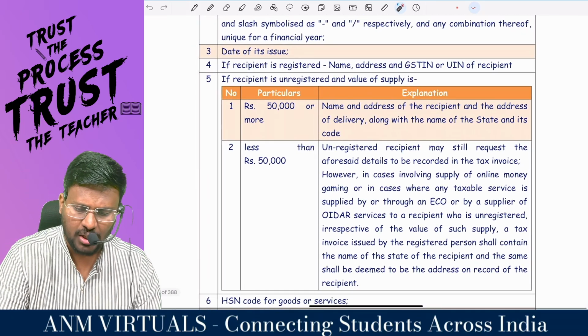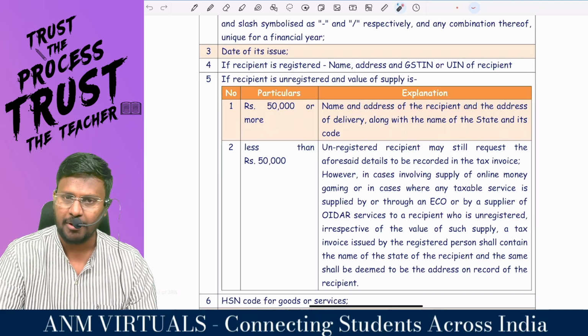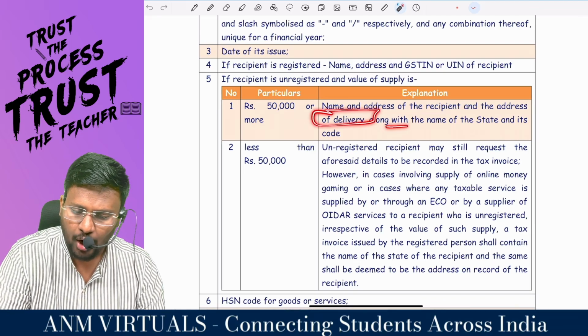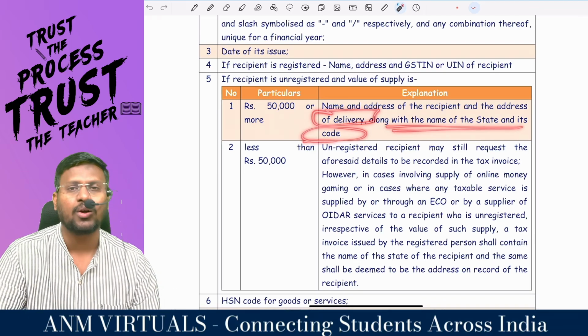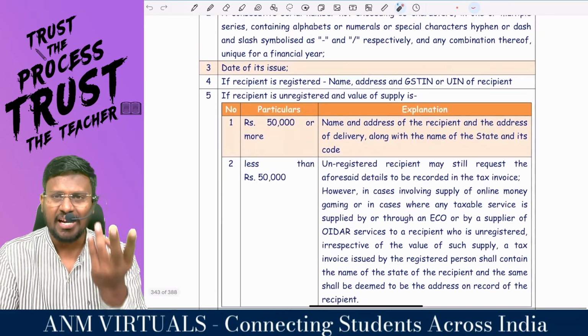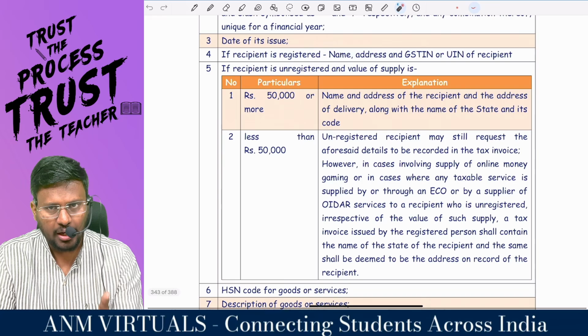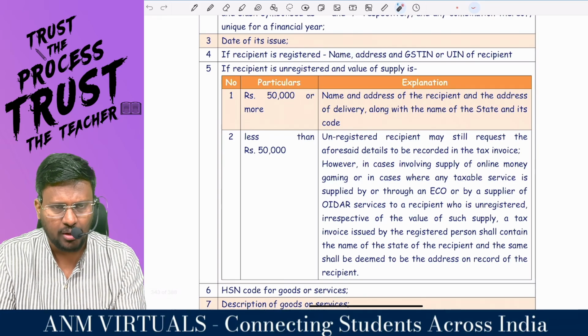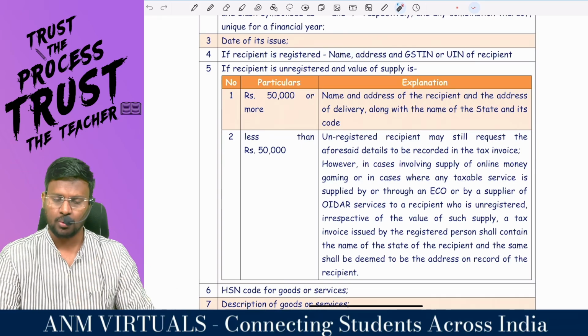If it is more than 50,000, name and address of the what? Recipient, and address of delivery along with the name of the state and its what? Code. This much detail you have to provide. What is the name of the recipient? What is the address of the recipient? What is the address of delivery, along with which state you are sending, and what is the state code? Uttar Pradesh.